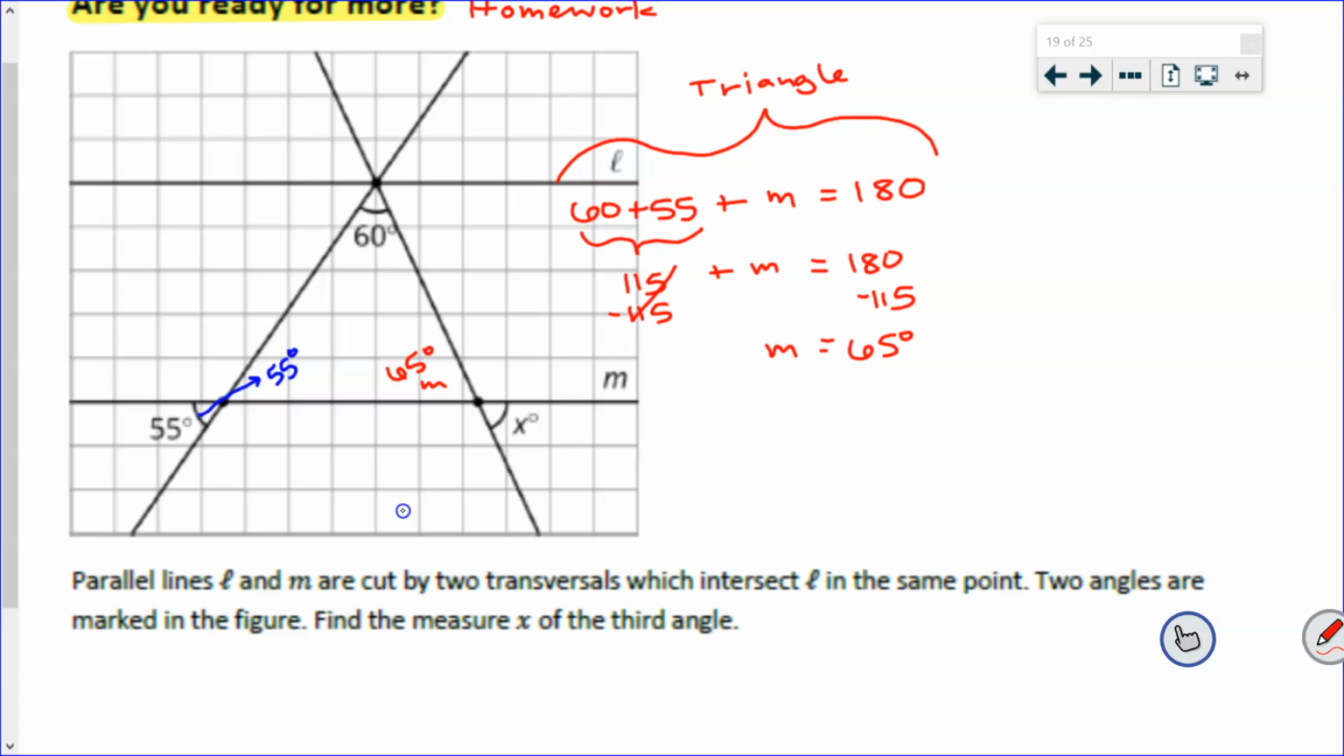Nope. That's not going to help me. 65 minus 180 isn't going to get me there. What would I do, Garrett? Vertical angles are congruent. If this is 65 degrees, that tells me that this right here is also going to be 65 degrees. So the measure of angle X is 65 degrees.